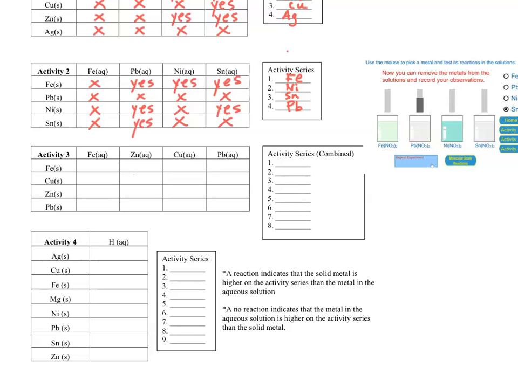All right, so we're going to go to activity number 3 and do the same thing. Activity number 3 has kind of a couple from the first group and a couple from the second group. First, we'll start with Fe for a metal, dip it in, pull it out, and then see what reaction has occurred.